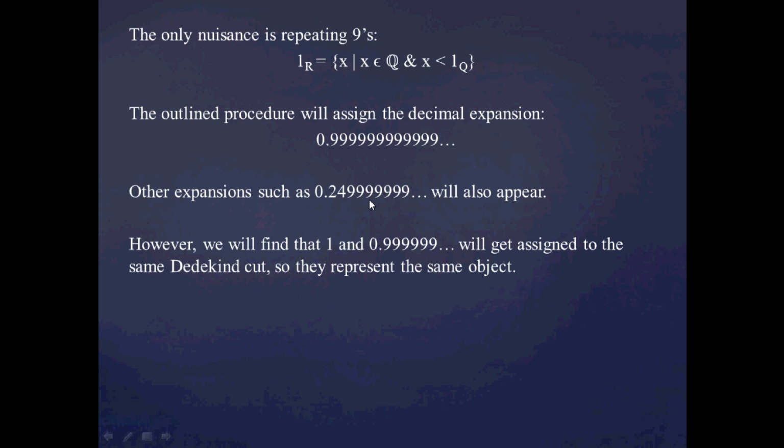But one good thing about thinking about this is that when we go in the reverse direction, when we take a decimal expansion and assign it to a Dedekind cut, we're going to find that 1 and 0.999999 are going to get assigned to the same Dedekind cut, which means that even though for our practical purposes we might hesitate to take this infinite nines seriously, theoretically they are representing the same object. It would be a pretty big problem if 0.9999 and 1 were representing two completely different objects.